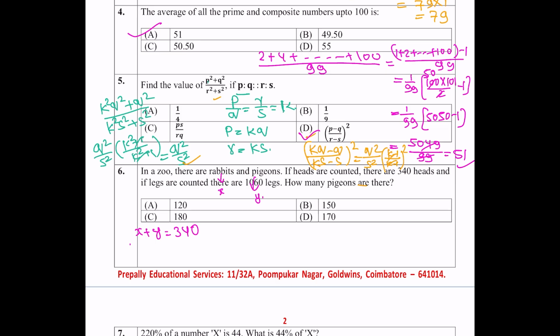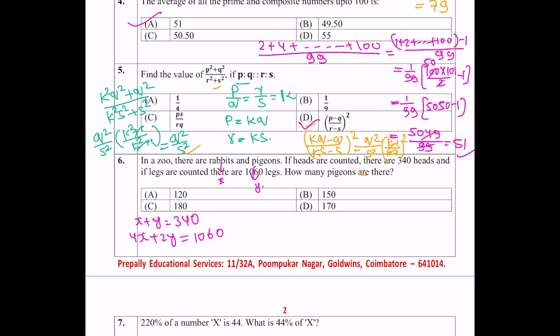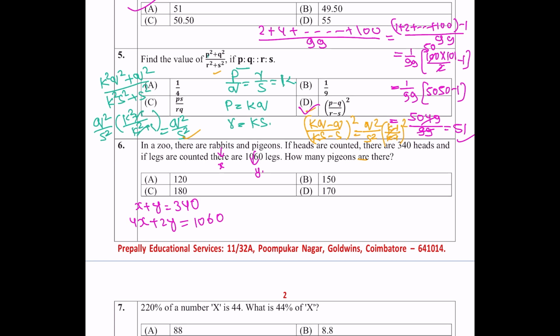Now here we know the rabbits have 4 legs, so we can write 4x. Pigeons have 2 legs, so we can write 2y, because for each pigeon the legs are 2y. So this summation is equal to 1060. Now we have to simplify, and then find how many pigeons there are, so we have to calculate y. If I multiply this expression by 2, we are getting 2x plus 2y is equal to 680. Now I subtract this, and we are getting 2x is equal to 380, so x is equal to 190.